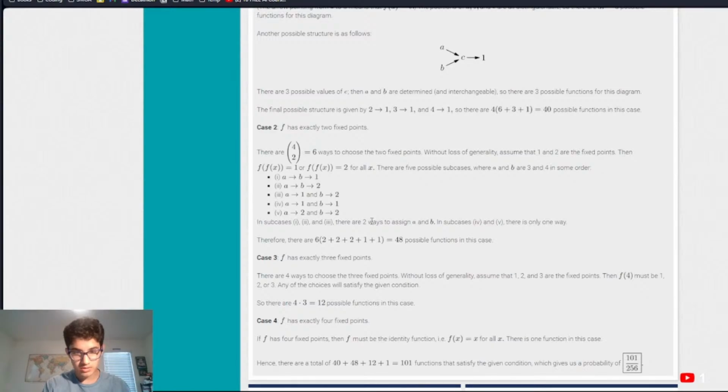Same thing with 3. So there are 4 ways to choose the 3 fixed points. And then again they did the casework, which gave them 3. So 4 times 3, 12.